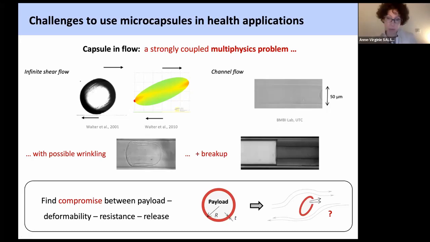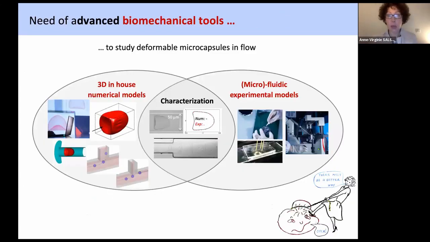The release can be done in two ways. Either through diffusion, which is a slow release just by diffusion across the membrane, or it can be stimulated externally, either by shear forces or by ultrasound. There are many ways to trigger a local release that would be due to a local breakup. So to do that, there is a big need for advanced biomedical devices to be able to study deformable microcapsules in flow. And there is the need not only to have advanced tools on the numerical side, but also on the experimental side. And we have tried to come up with all these tools.